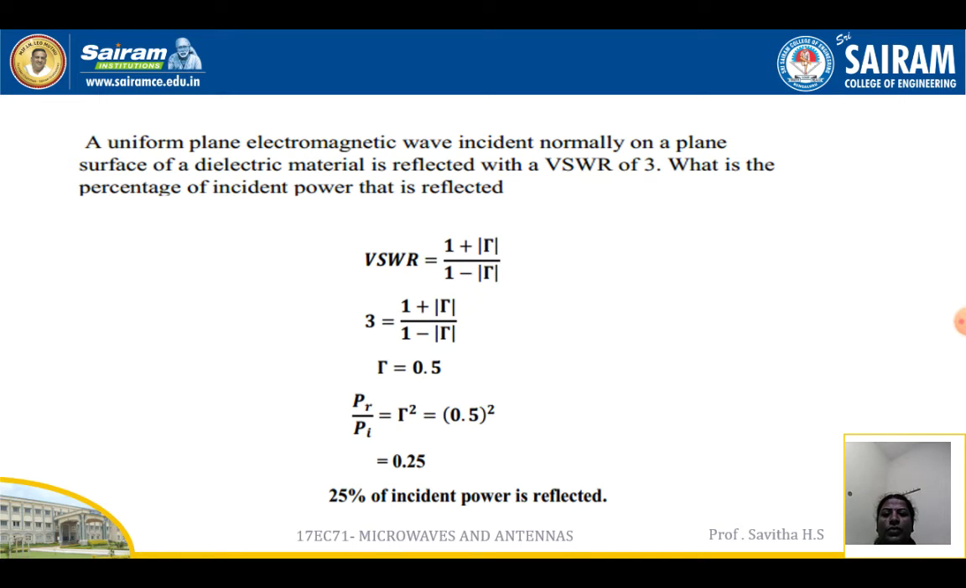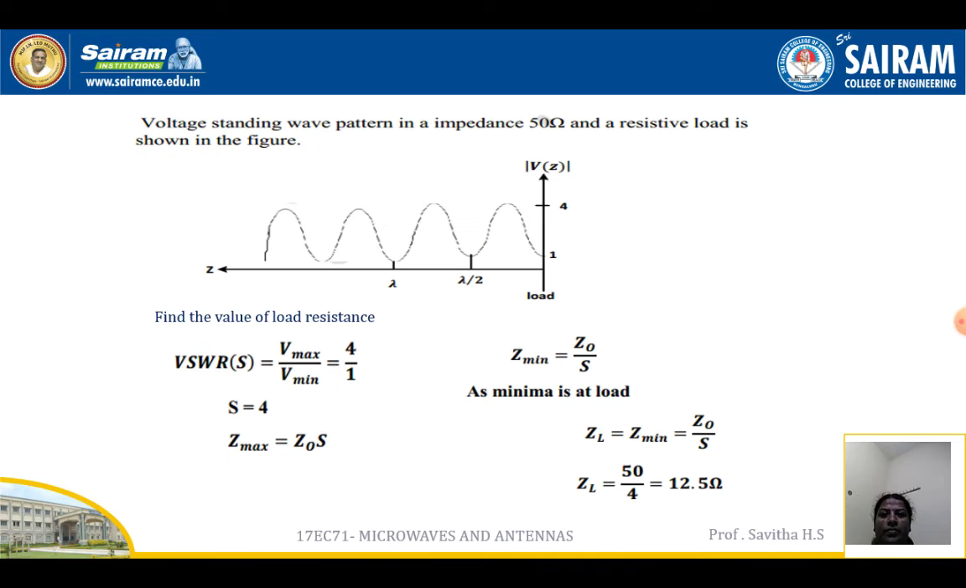But the reflection coefficient square is equal to power reflected divided by power incident. So anyway, we got the reflection coefficient value. So 0.5 whole square is equal to PR by PI. So the answer will be 25% of incident power is reflected.